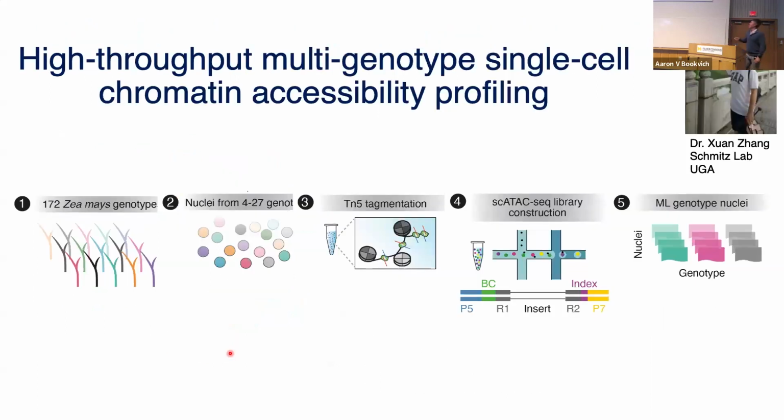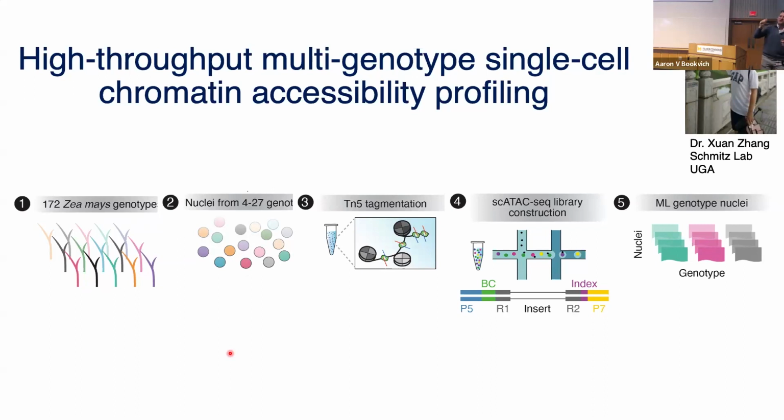All right, now that we're all going to be maize geneticists moving forward, I'll tell you about the experiment. So what we did, with the help of Xuan Zhang and my postdoc advisor Bob Schmitz's lab, was take this population of 172 very distinct maize genotypes, geographically spread throughout the entire world. And we took nuclei from anywhere from 4 to 27 genotypes at once, right? So we take seedling tissue, put it on a petri dish from all these different genotypes, chop them up, release nuclei, and do single cell ATAC-seq.